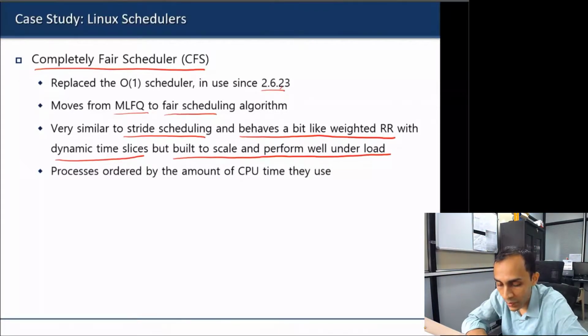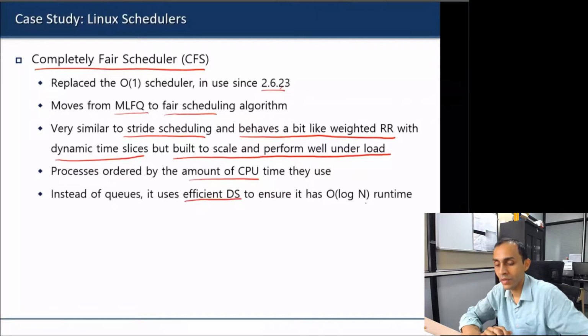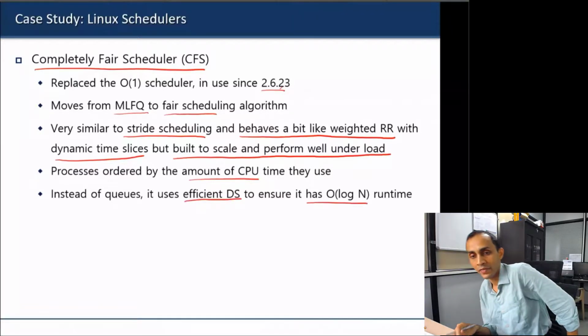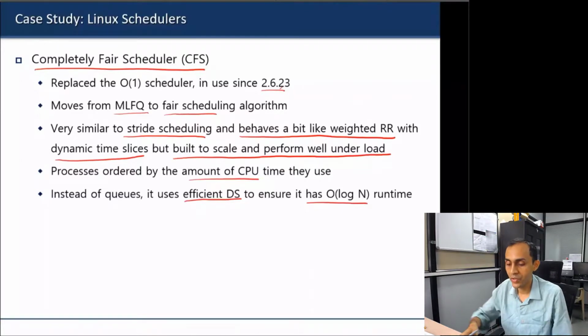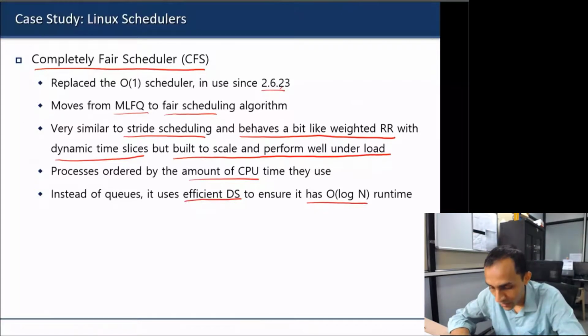So the processes are ordered by the amount of the CPU time they use. We'll talk about that in the next slide. Instead of normal priority queues, it uses some very efficient data structures to ensure that it has log n runtime performance. While deciding which is the next process to run, it will ensure that it has log n complexity. We'll talk about which efficient data structure it uses.